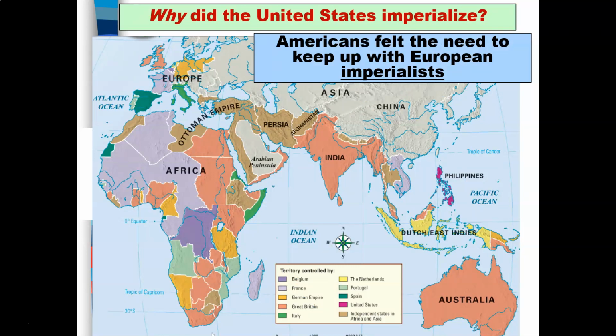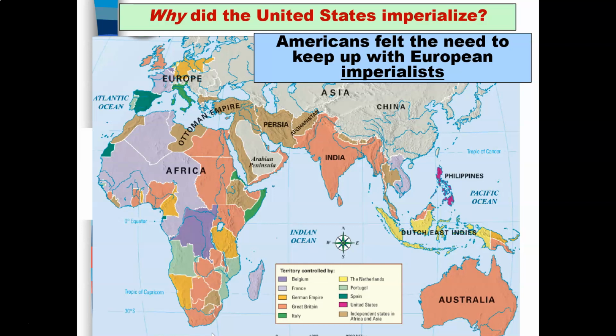Well, Americans felt the need to keep up with European imperialists. As you may recall from other presentations, European nations were very busy acquiring new lands all over Africa, India, and other parts of the world.